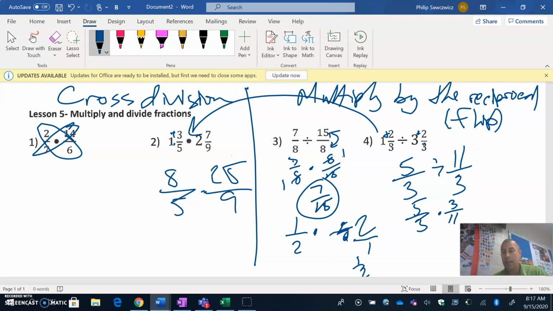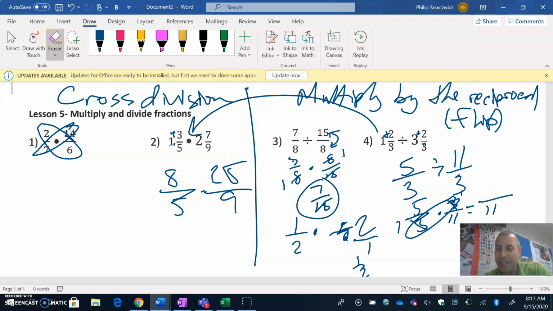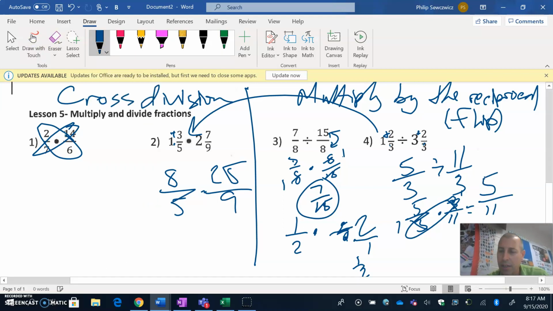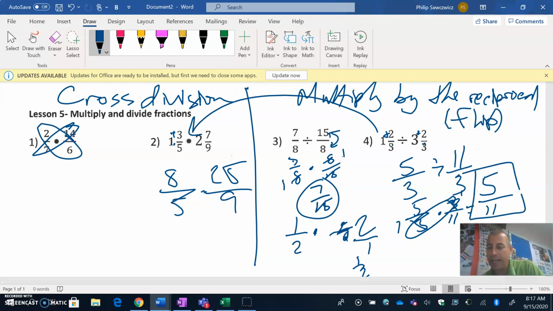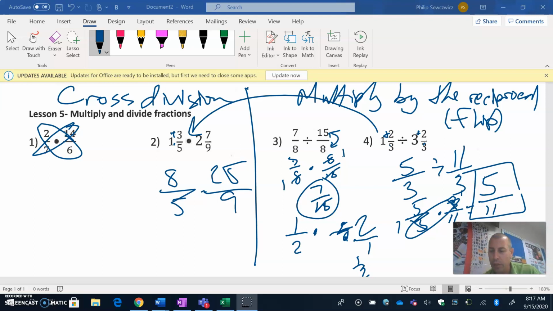Now it's business. So any cross division? Yeah, look at your 3s. We can divide them both by 3, so we get 1s. Multiply across, 5 times 1 is 5, 1 times 11 is 11, so we get 5/11. Sorry, I wasn't too happy with what that 5 looked like. There we go. So again, lots of similarities, but division requires an extra step where you have to rewrite the problem.